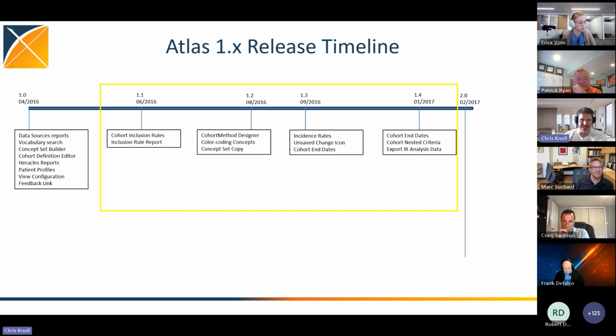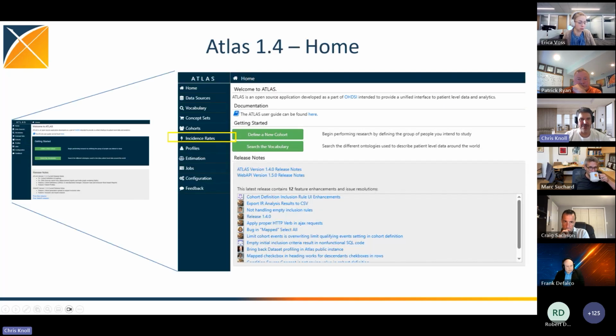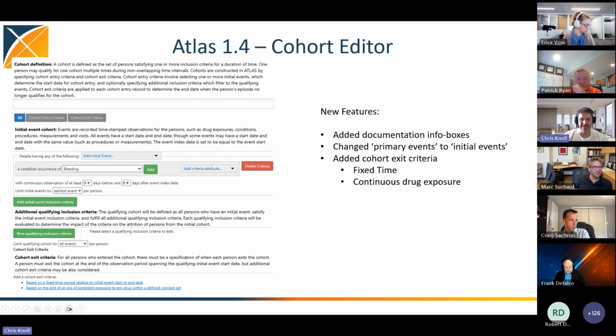Fast forwarding to the last release of 1.x, which was the 1.4 release, we had inclusion rule reports, we introduced the instance rate calculation, we facilitated cohort exit dates, and we'll take a look at that. So the homepage got a bit of a style update with the rounded corner buttons, and we just took out the blue banner there. We added an instance rate nav. The cohort editor received some polish and description changes. So we described what an initial event was, what the additional criteria did, and what the exit criteria did. This made it a little easier for users to use the tool because they could read some documentation.